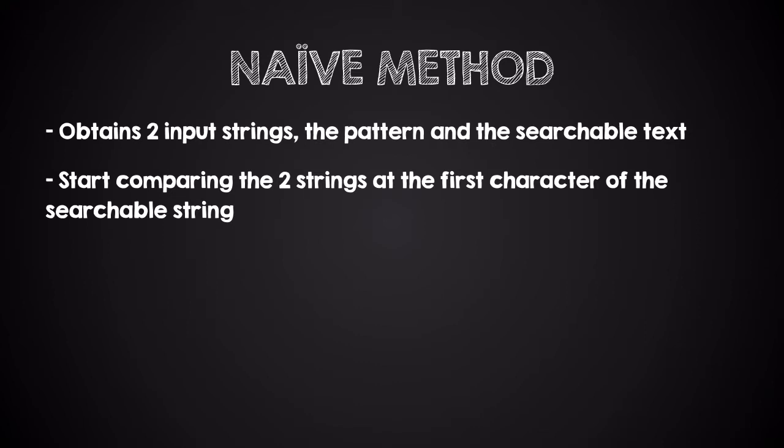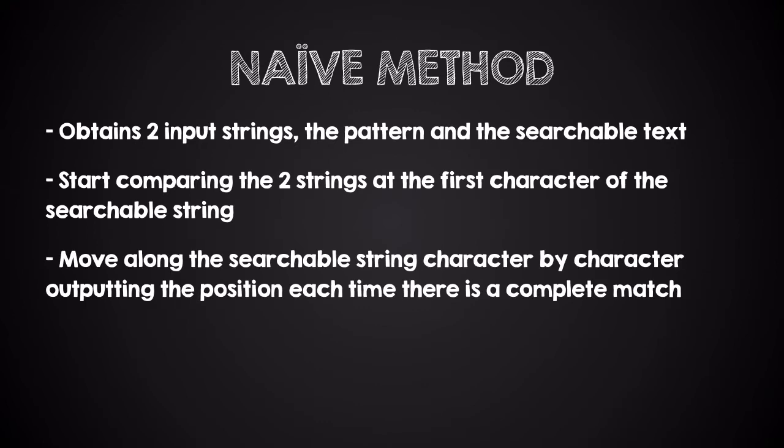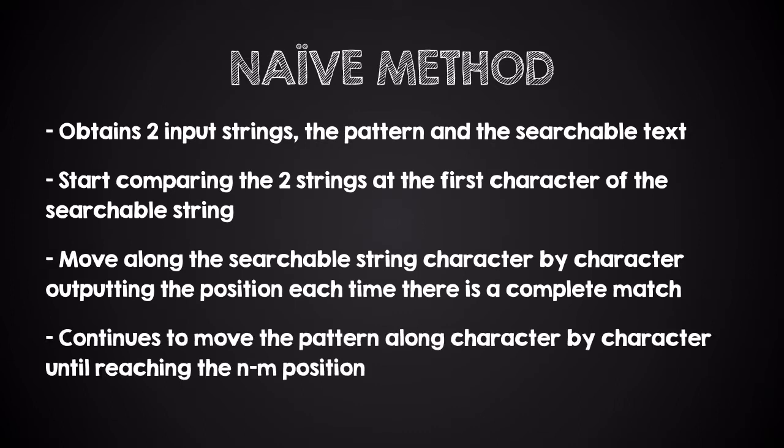If at any point the characters do not match, we move the entire pattern one character along the searchable string, and the process is repeated, this time starting with the second character of the searchable string. If you manage to reach the end of the pattern string, then you have found a match, and the position is outputted. This is repeated and continues up the searchable string until reaching the n-mth position, where m and n are the lengths of the pattern and the searchable string respectively.